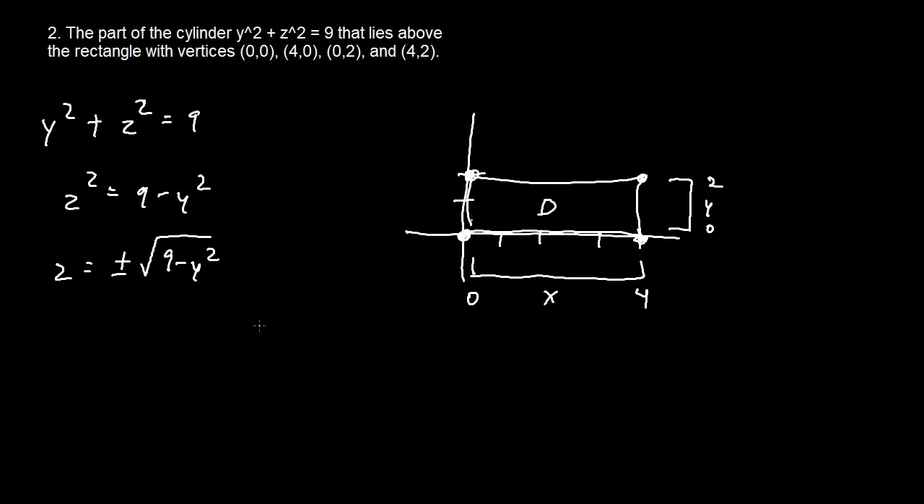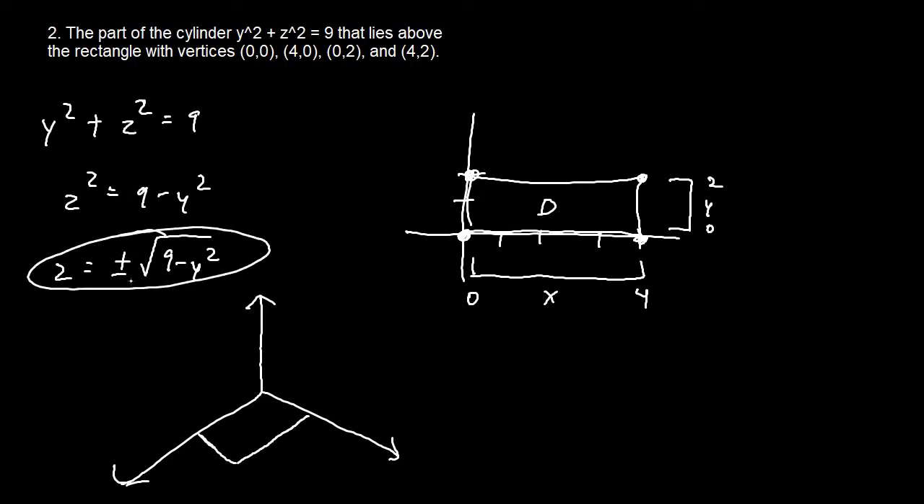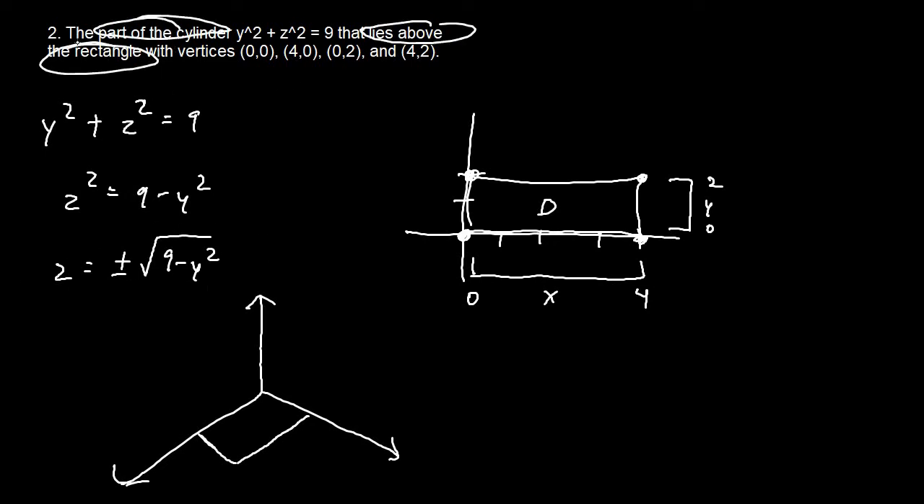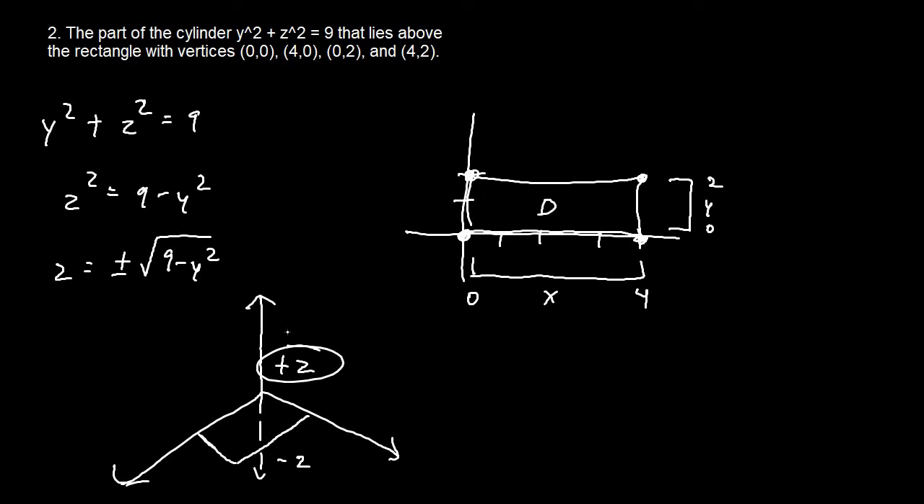Now if I were to draw this rectangle out in a three-dimensional coordinate system, let's just say we have x, y, and z axis here, the rectangle will look something like this, where it's going to be flat on the xy plane. Now realize that z equals plus or minus the square root of 9 minus y squared, but we're only looking for the part of the cylinder that lies above the rectangle. If it's above the rectangle, it's going to be on the positive z-axis. If you go down below, that's the negative z-axis, but we only want the positive z-axis. So we're going to cancel out that negative, and we're only going to take z equals the square root of 9 minus y squared, since z has to be positive.